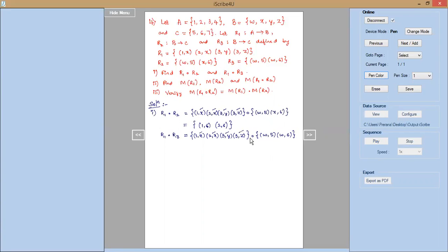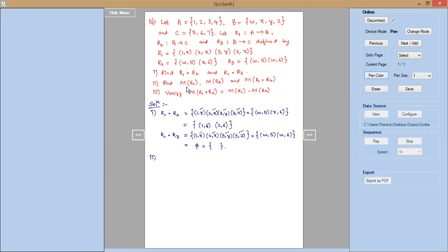So we did not get any elements in the composition of R1 and R3, which is the same as saying this is a null set. R1 composition R3 is a null set. So this was our first sub part of the problem. Now we will move on to the second sub part of the question.